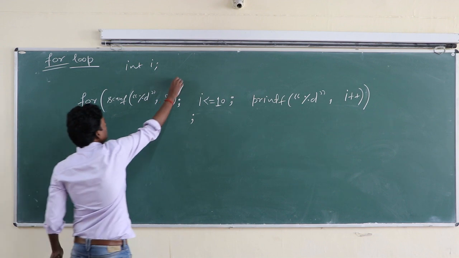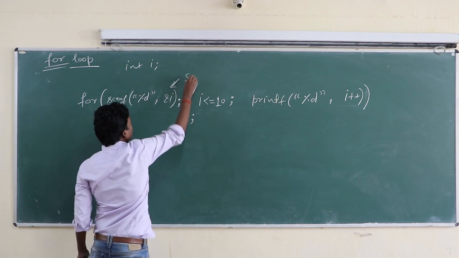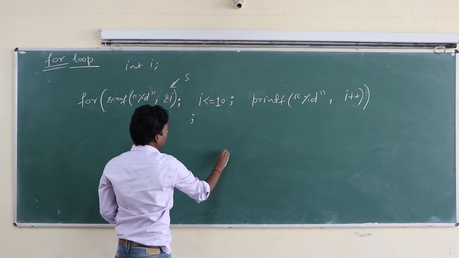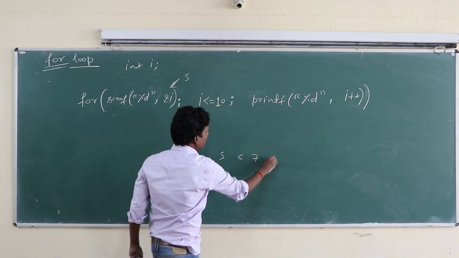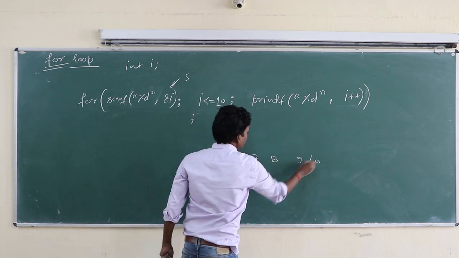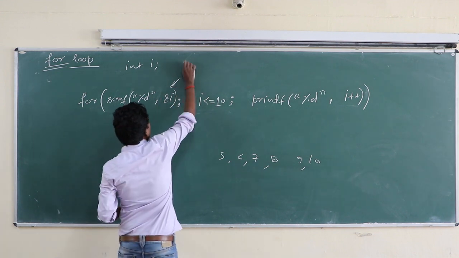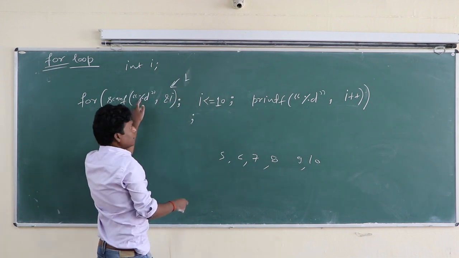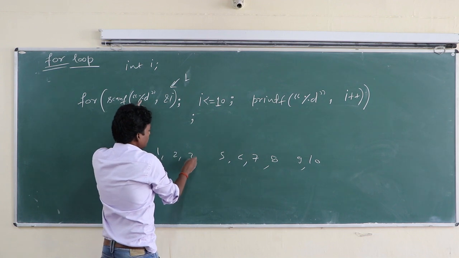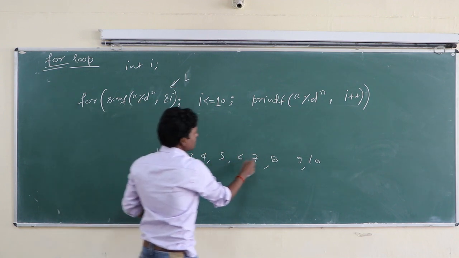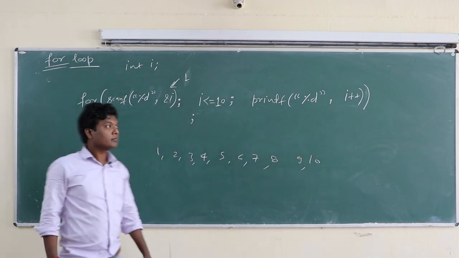Suppose I have user input here, I value is 5. So what will be the output? 5, 6, 7, 8, 9, 10. Suppose user input here 1. So what will be the result? 1, 2, 3, 4, 5, 6, 7, 8, 9, 10. Okay?